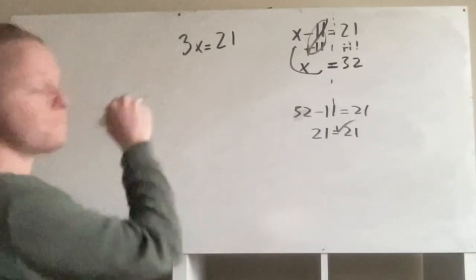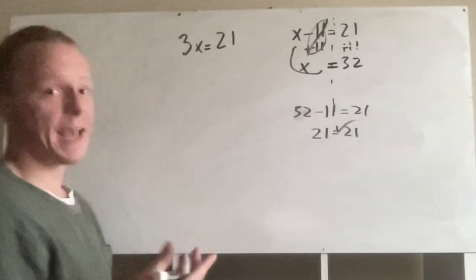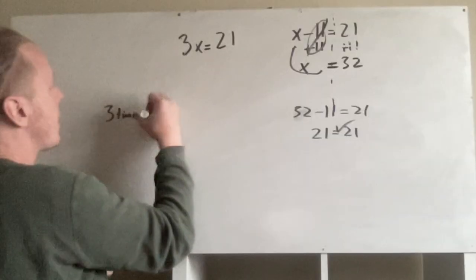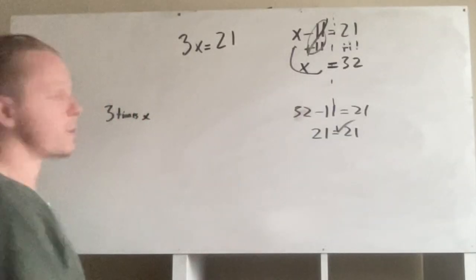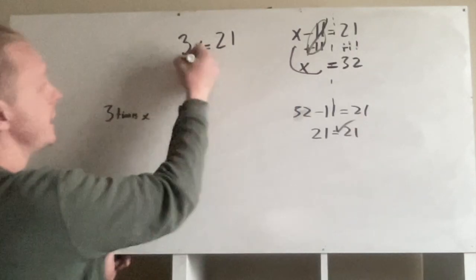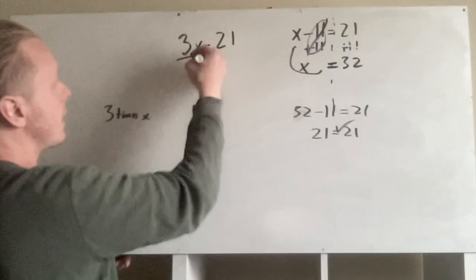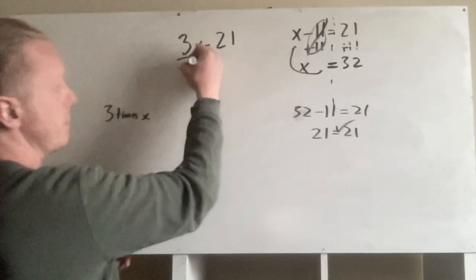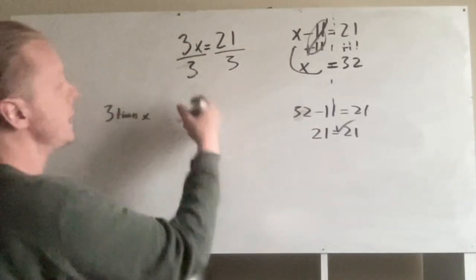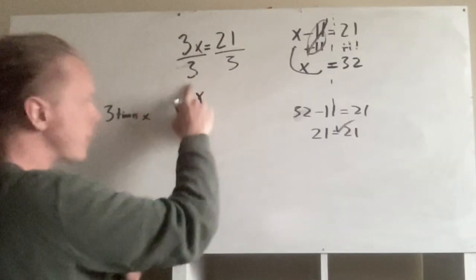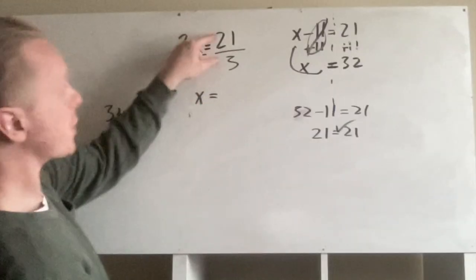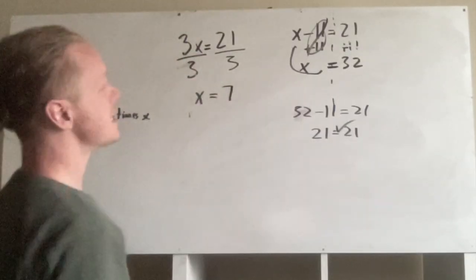Let's take a look at this one. Well, what's happening to x? 3x means 3 times x. So in order to get rid of this coefficient of 3, we need to do the opposite of 3 times x, which is dividing by 3, right? Let's divide by 3. 3 divided by 3 leaves me 1x, but remember, when we have a coefficient of 1, I don't need to write it. So we're just, again, left with x, and 21 divided by 3 is 7.